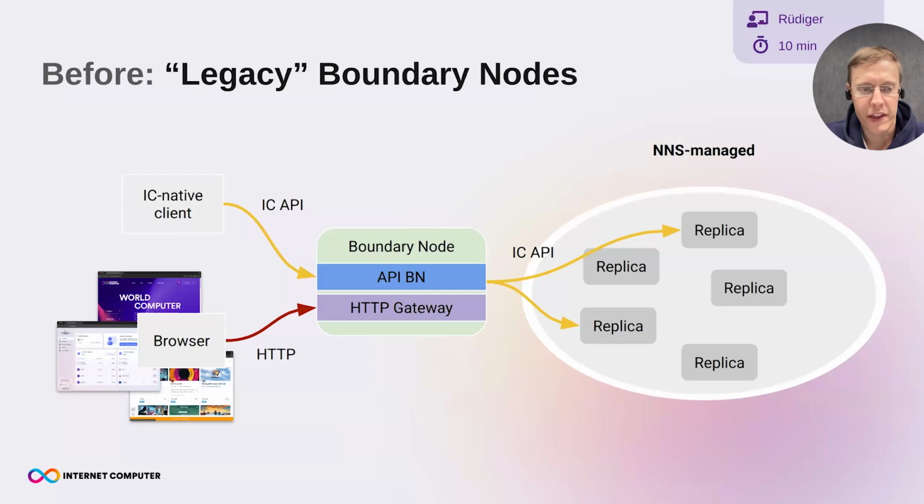To be more specific, if you, for example, opened internetcomputer.org in your browser, your HTTP request would reach a boundary node. That boundary node would translate it into an IC API call and send it to a replica. The replica would reply, and this response would be translated back into the HTTP response, such that your browser can display the website. So now you know exactly how it looked before Solenoid, and we're ready to take a closer look at how it looks now. So next slide, please.